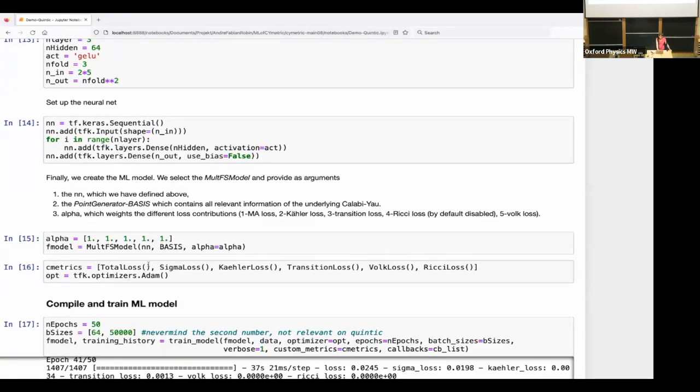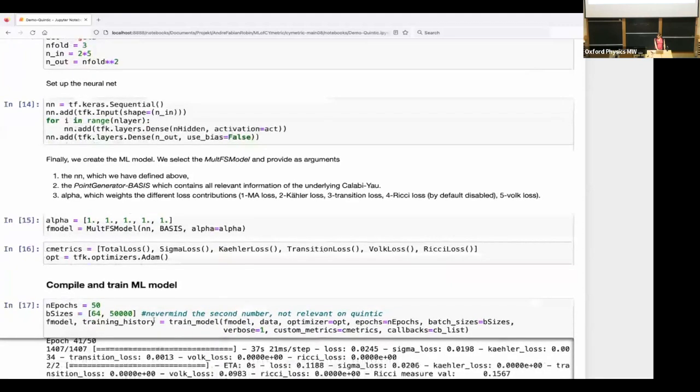So then we are selecting one of these metric ansatz for our training, and we do that by calling this class here. We're creating an instance of the class mult_fs model, which is the metric ansatz where your predicted metric is the Fubini-Study metric plus something that you learn with the neural network. So this is the one that we have here.